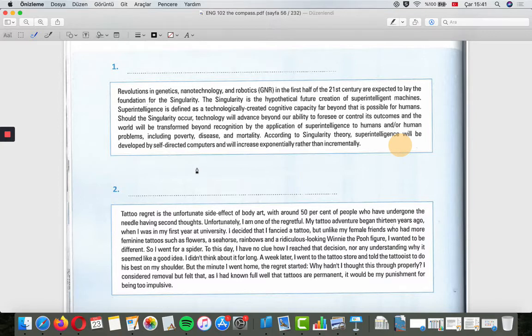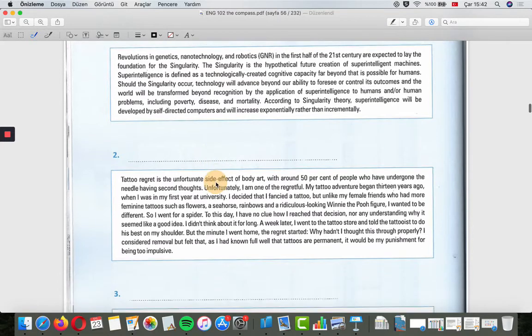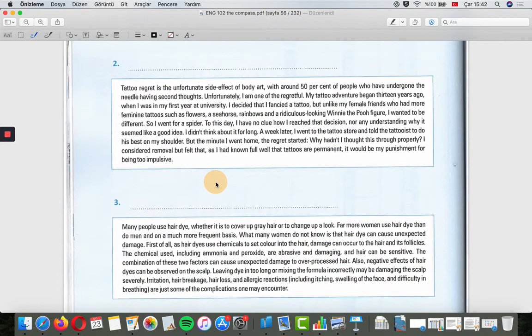Technologically created cognitive capacity. So, when I look at this sentence, this paragraph, it defines what superintelligence is. I think paragraph 1 is definitive. Okay? Let's look at number 2.